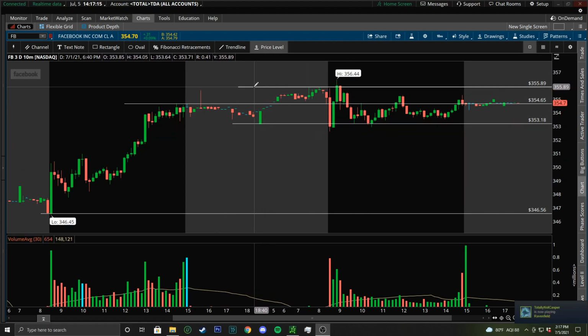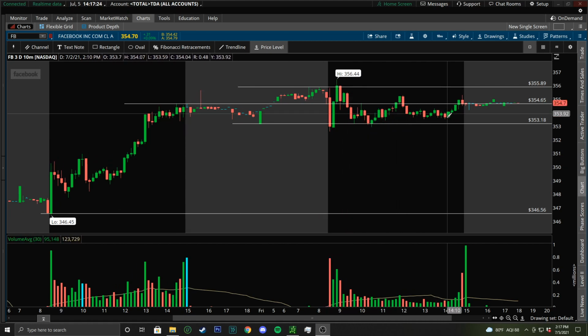As you can see here, I marked the pre-market high, the pre-market low, my previous day high, and my previous day low. You can see price just kind of range traded. Nothing really exciting happened. What can I do for Facebook going into the future?